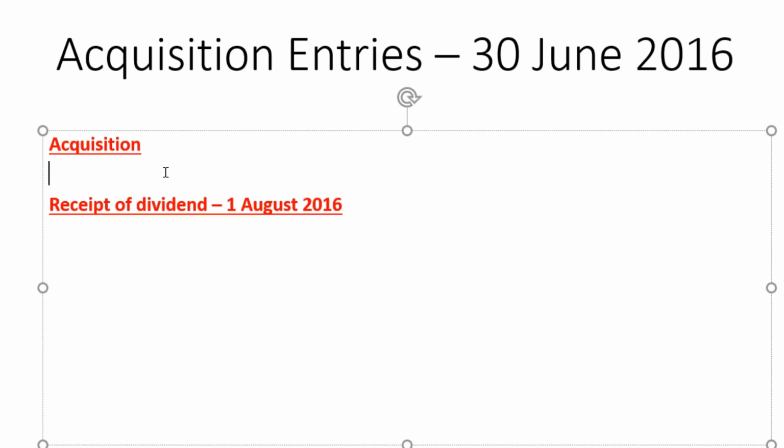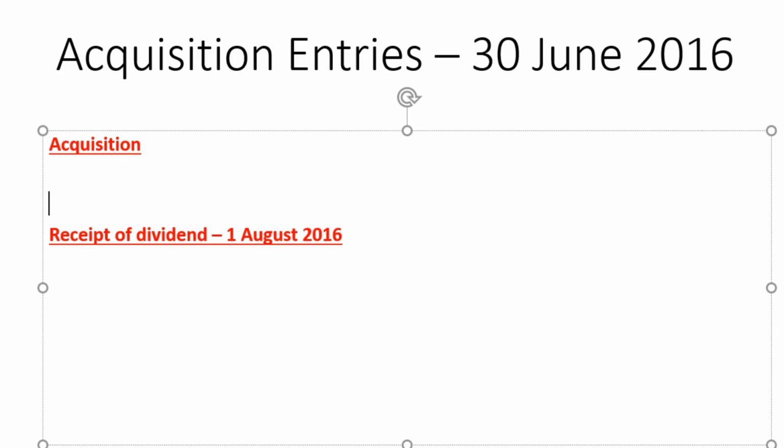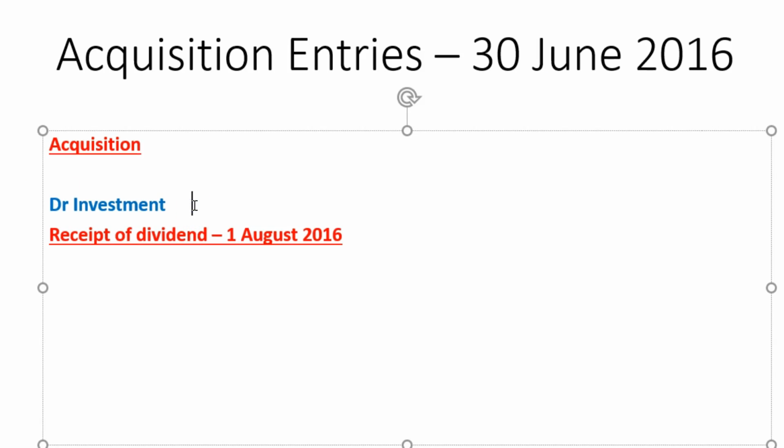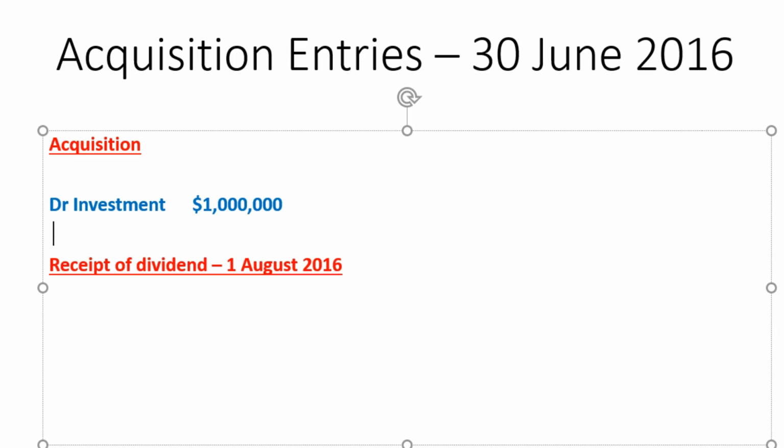Okay, so first we're going to record the entries for the actual acquisition of the company. So we're going to debit investment because we're buying the company, so we now have an asset which is an investment in this company. And we know that we paid $1 million, and we will credit cash, because we paid $1 million in cash.